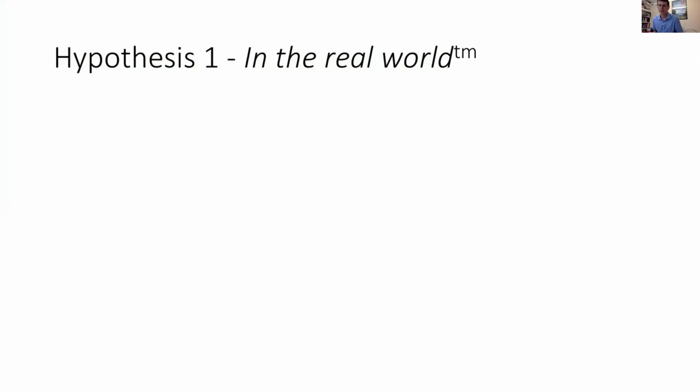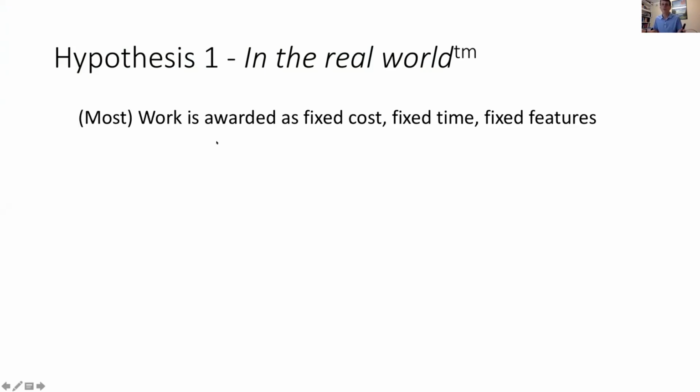I want to start by making a couple of hypotheses. Because I find that when we get into this conversation about Agile and Agile contracts specifically, people say, well, that's all very good, except in the real world, clients want to award work on a fixed cost, fixed time, fixed feature basis. I mean, this is the housing model, isn't it? Tell me how big the house is going to be, how long it'll take to build, how many bathrooms it's got, and tell me how much it will cost.